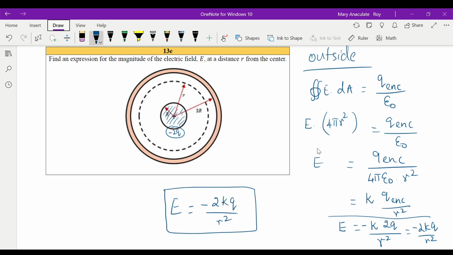For such questions, the dotted black circle is a Gaussian surface. You choose a Gaussian surface and then apply the q enclosed formula. If it's two-dimensional, you use sigma times area. If it's three-dimensional, you use rho times volume, and solve the questions. All the best.